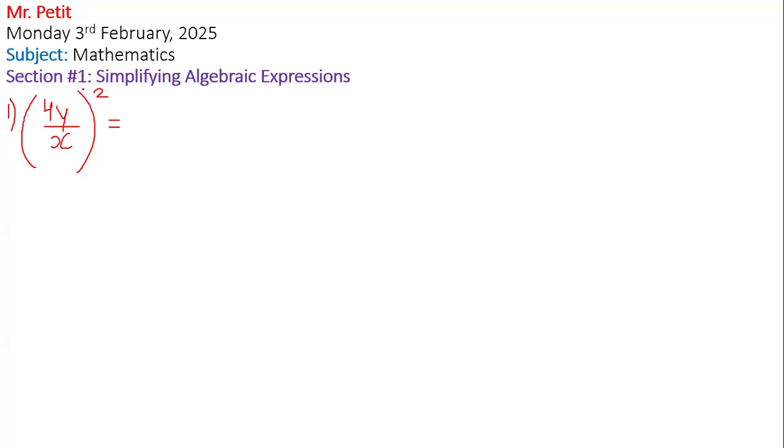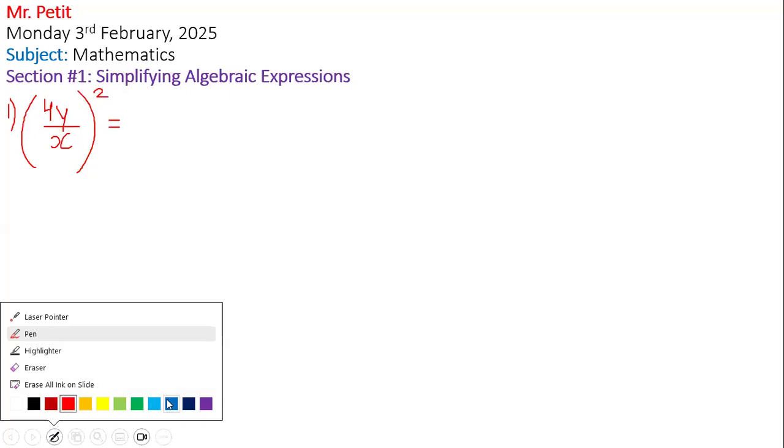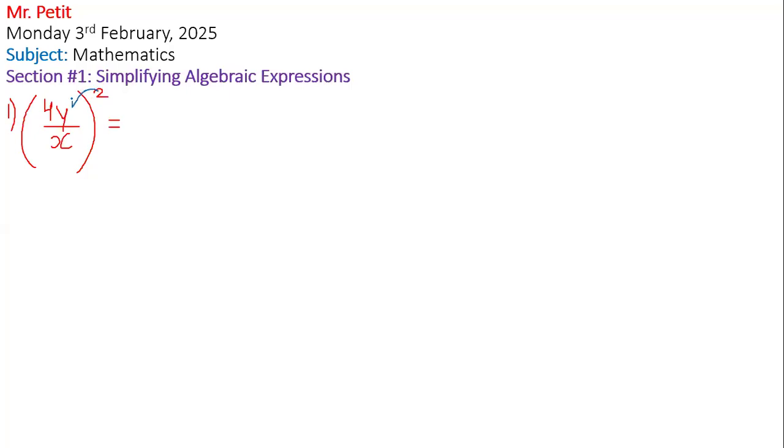So he's right. We're basically going to, quote unquote, distribute the 2. What we're going to do is apply the power of 2 to each term. It's going to be to this one, also to this one, and also to this one. So it's going to be 4 to the power of 2, y to the power of 2, all over x to the power of 2.